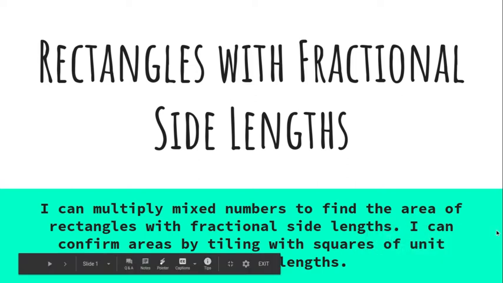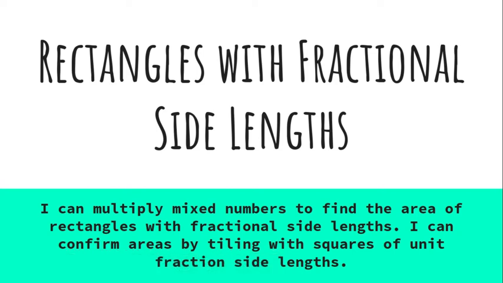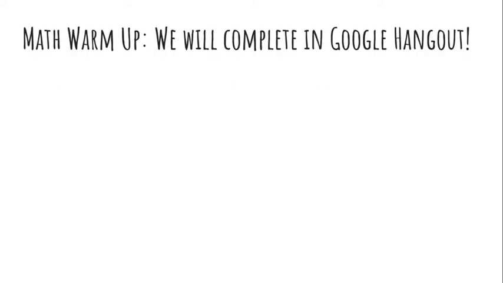Our learning target for today says, I can multiply mixed numbers to find the area of rectangles with fractional side lengths. I can confirm areas by tiling with squares of unit fraction side lengths. So we're going to find the area of rectangles that have fractional side lengths using two methods.